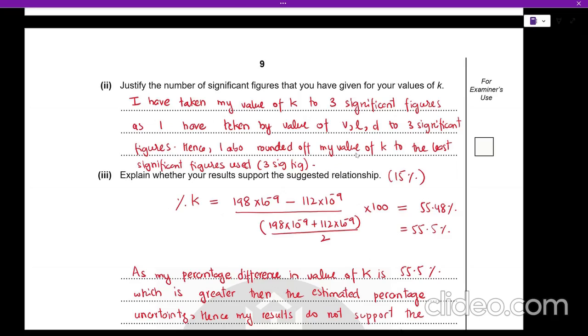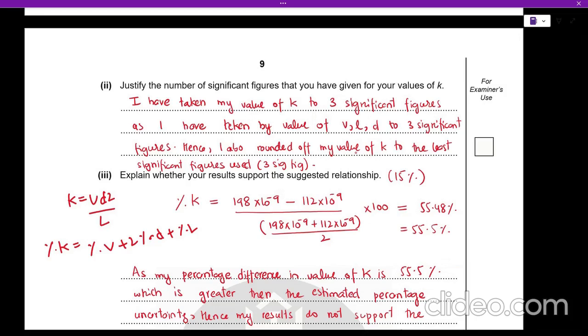As this is an old question, they have not provided us with the percentage uncertainty. In the previous papers, we actually used to calculate the percentage uncertainty by ourselves. For example, if K was equal to V D square by L, then the percentage uncertainty in the value of K was equal to the percentage uncertainty in the value of V plus 2 times the percentage uncertainty in the value of D, as it is squared, and then plus the percentage uncertainty in the value of L. So this was how we would calculate it in the previous papers.